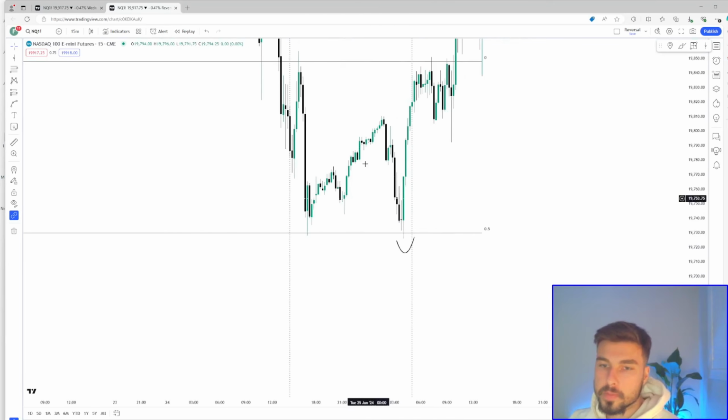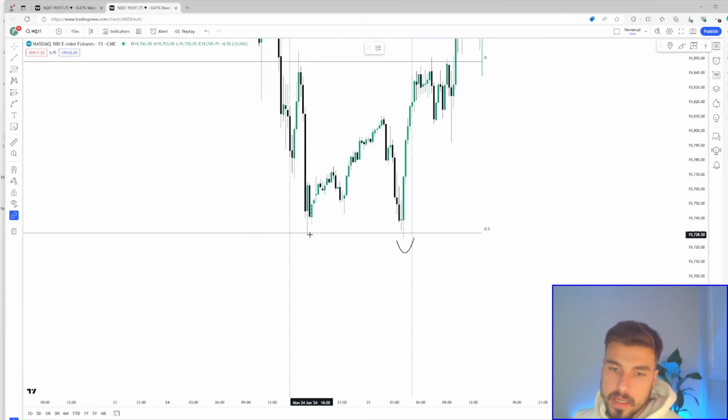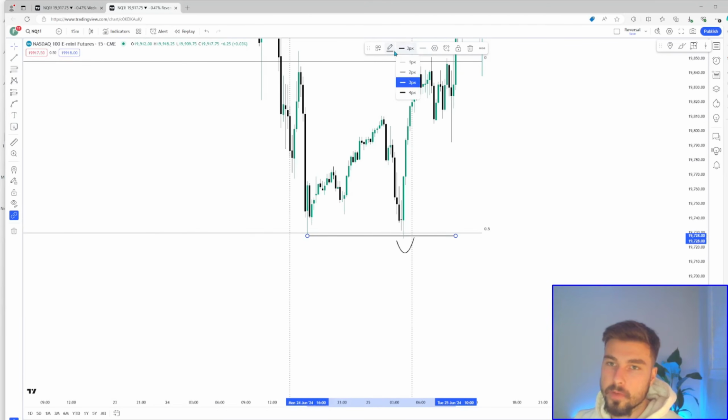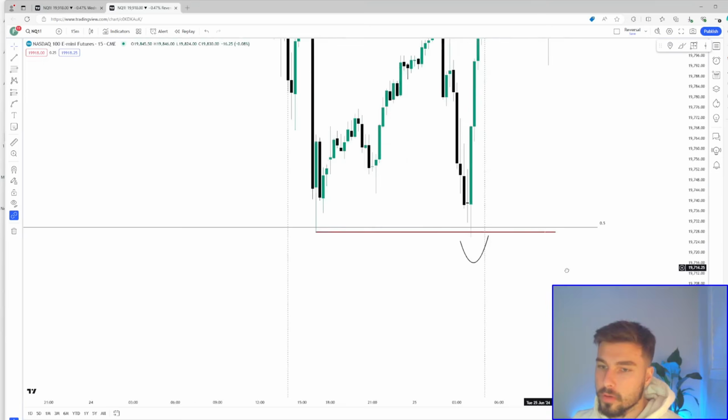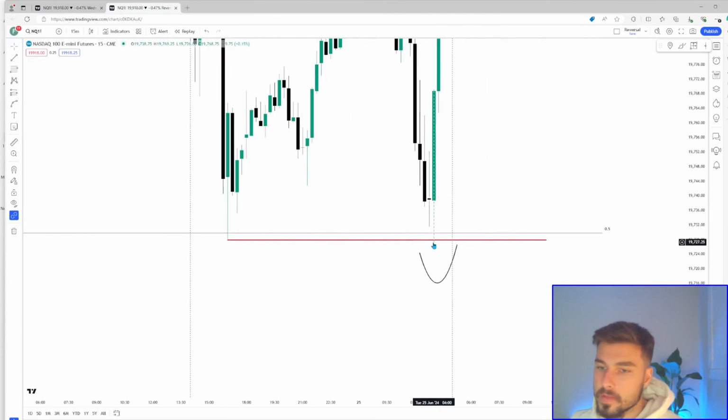So we respect perfectly this 0.5 zone. And in doing so, look what price does in that zone. If I just mark this out in red, we actually have a sweep of sell side. Right, so have a bit of a look, I'll zoom in. We can see, right, that this wick here sweeps this level of sell side.